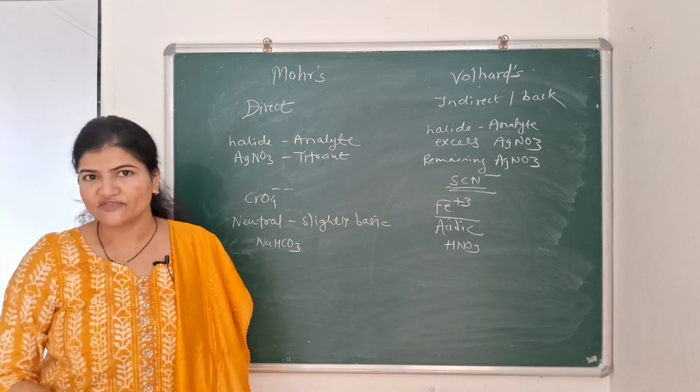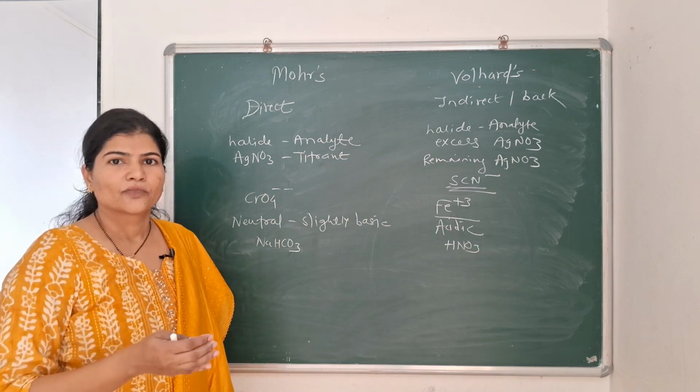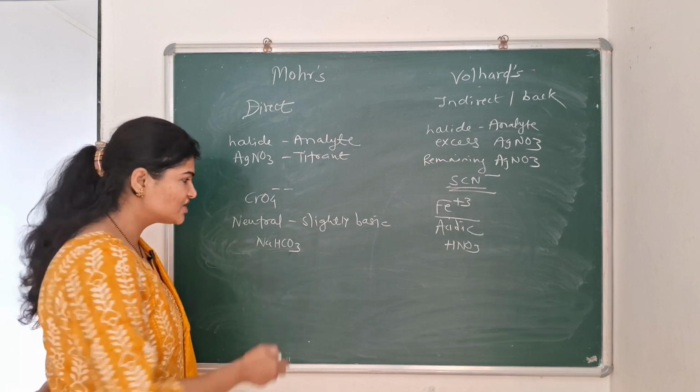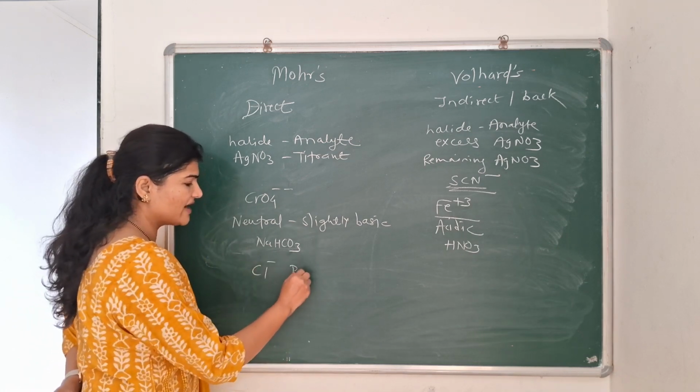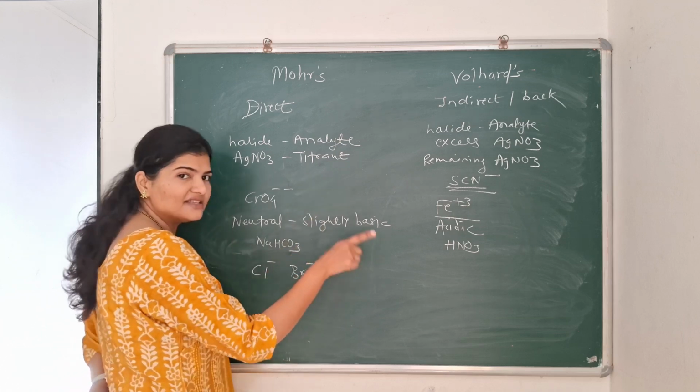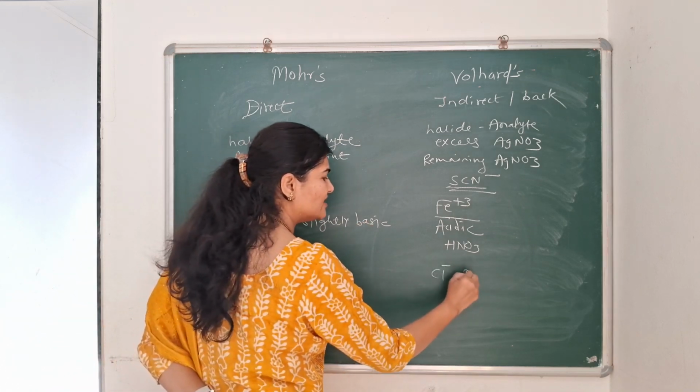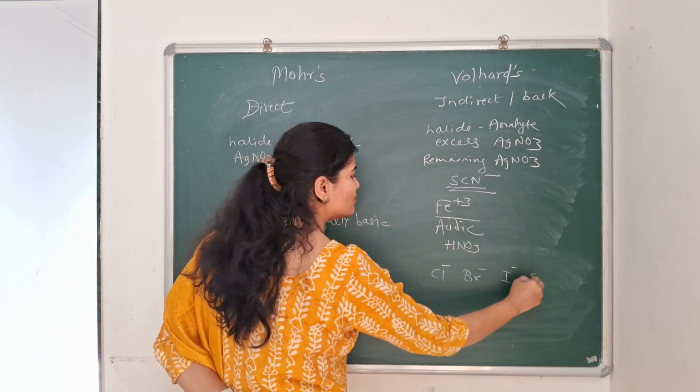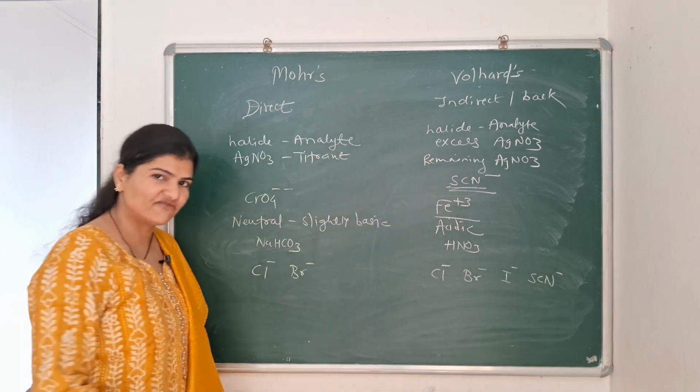Now the next point of difference is we can carry out titrations of chlorides and bromides effectively, whereas in Volhard's method we can carry out the titration of chlorides, bromides, iodides and thiocyanates effectively.